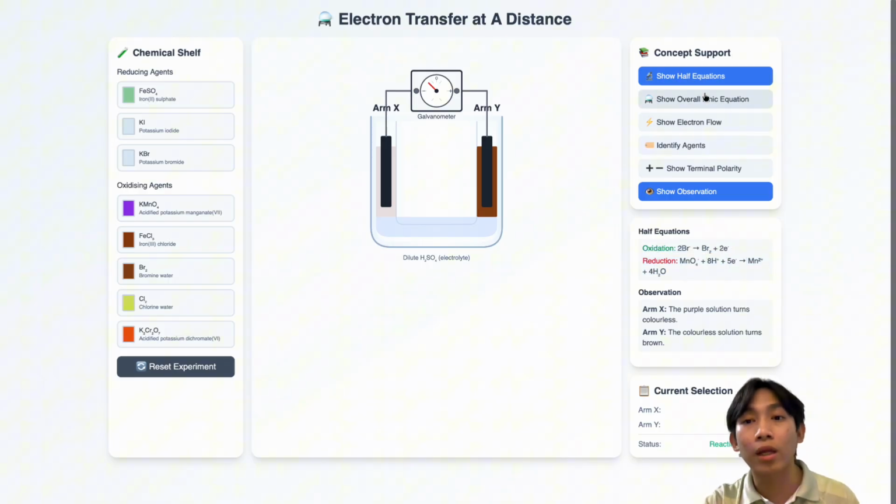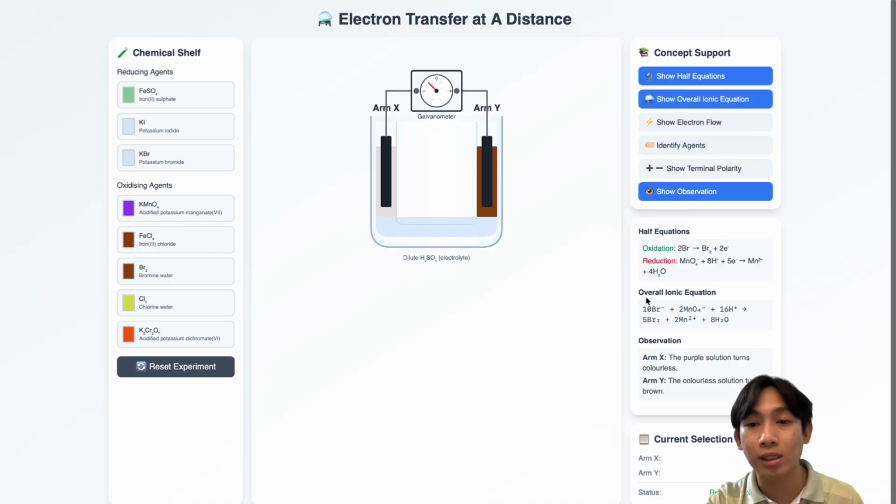Okay, and you can see the overall ionic equation is like this. Okay, so you need to balance, because here got 2 electrons, here got 5 electrons, so you need to multiply both until they have the same. So usually we multiply the first equation with 5 and then the second equation with 2, so they can cancel each other to write the overall ionic equation over here.